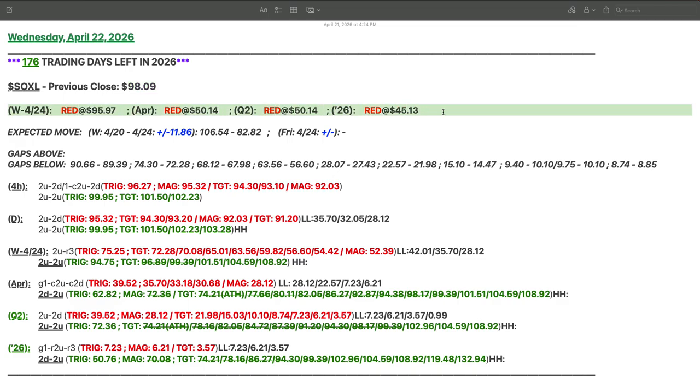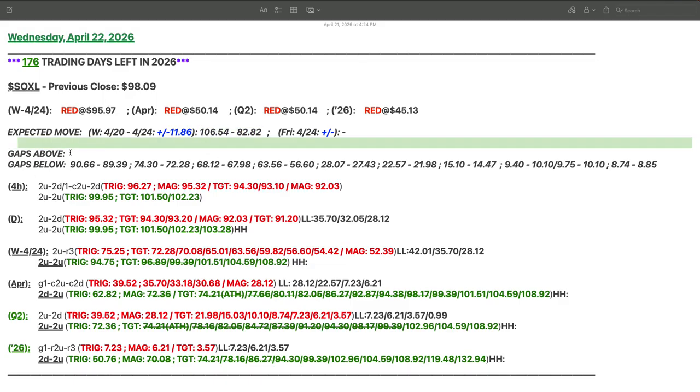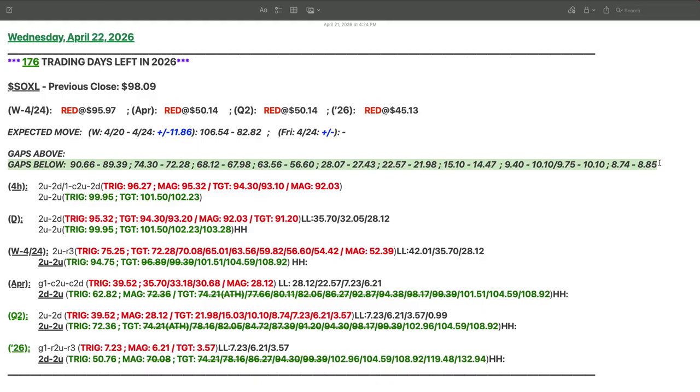We know that the week, month, quarter, and year are all green. Those are the levels that it would take to flip those different time frames red. And we know the market maker's expected move for the week was plus or minus $11.86 from the close on Friday, giving us an expected range of 106.54 to 82.82. Obviously, more towards the upside of that range, but there's still plenty left in that expected range, right? No gaps above, right? We're sitting at blue sky territory, all-time highs, but we do have plenty of gaps below, so we want to make sure we keep those in mind.